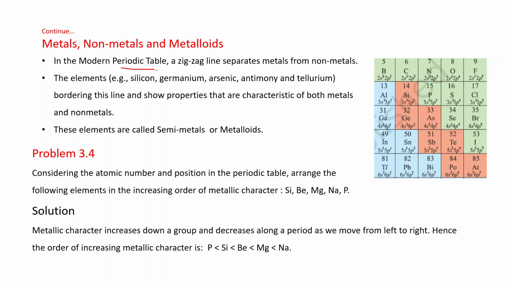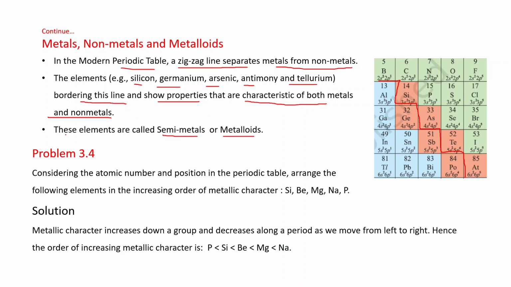In the modern periodic table, a zigzag line separates metals from non-metals. You can see this is a part of a periodic table. This is a zigzag line. You can draw this. This separates metals from non-metals. And the elements which are lying on this border line, that is silicon, germanium, arsenic, antimony, and tellurium, show properties that are characteristics of both metals and non-metals. That's why these are called semi-metals or metalloids.